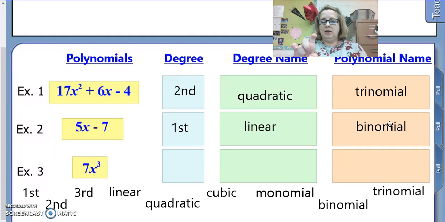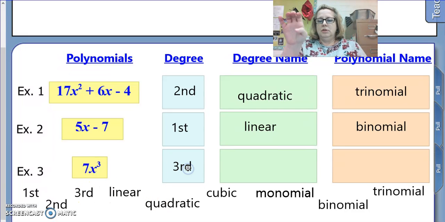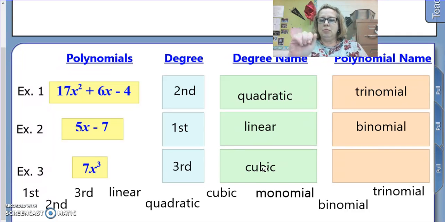The last one, 7x cubed. To find the degree, you look at the highest exponent, and the highest and only exponent is 3. So it's a third degree. The degree name is cubic for anything to the 3rd power. And the polynomial name, you look at how many terms it has. It has 1 term, so it is a monomial.